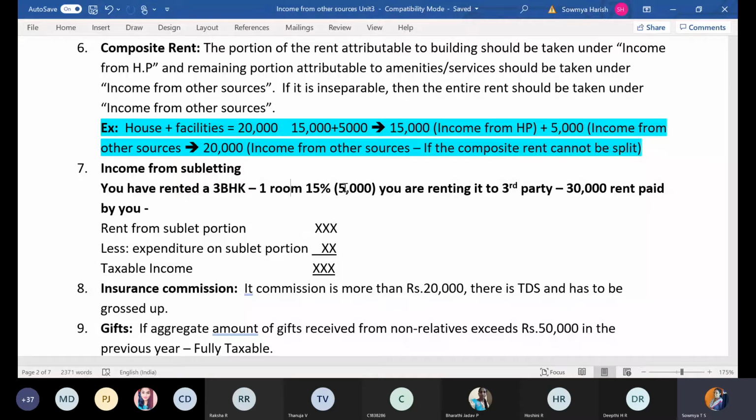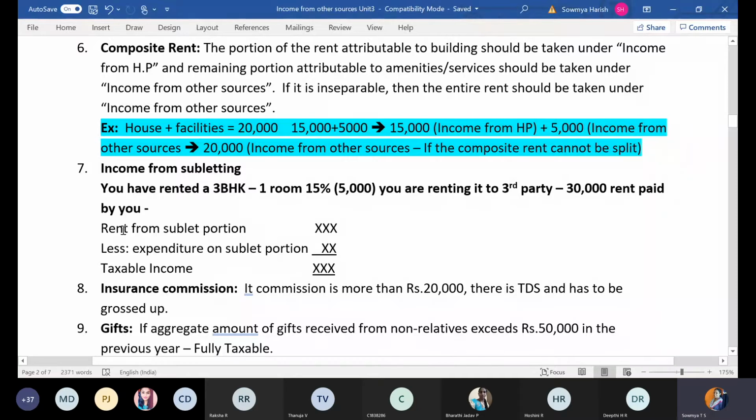Yes, understood, ma'am. A is the actual owner. You have taken the house on rent from A. You have started staying in that house. Then, in due course, you rent one portion of the house to somebody else. So the income you receive will be called income from sublet. This is the concept of subletting.